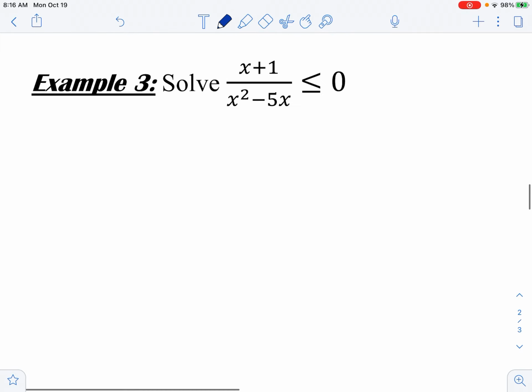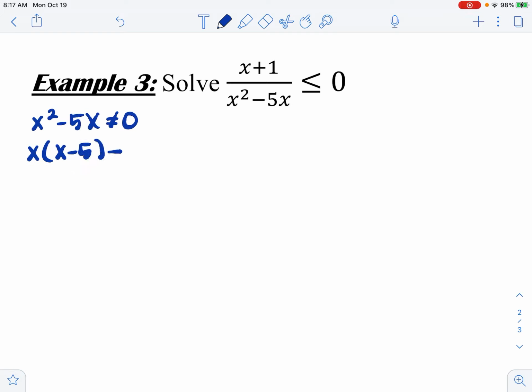All right, let's try another one here. So are there any restrictions on my denominator? And there are restrictions on my denominator. My denominator can't be 0. So I'm going to say x squared minus 5x cannot be 0. I can factor this. X times x minus 5 can't be 0. So x can't be 0 and x can't be 5.